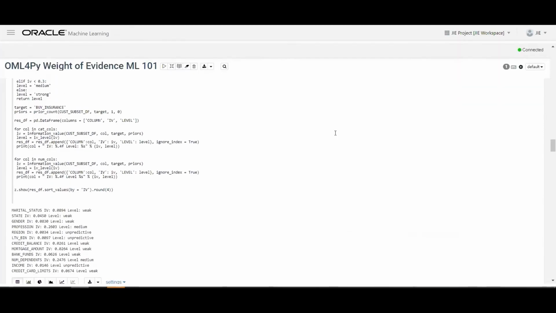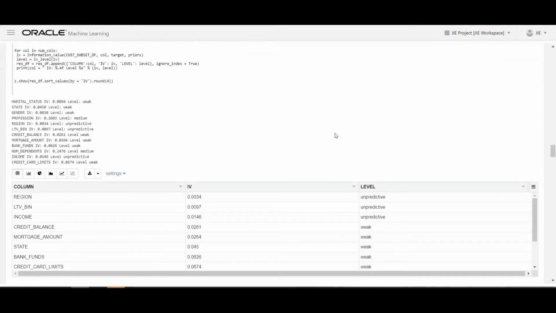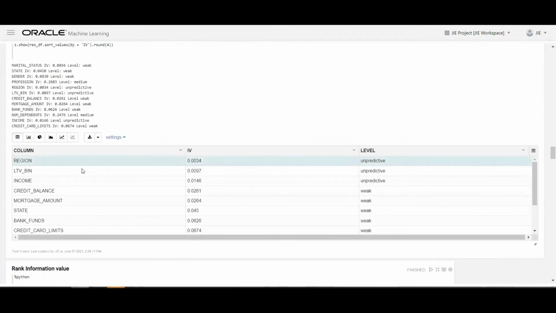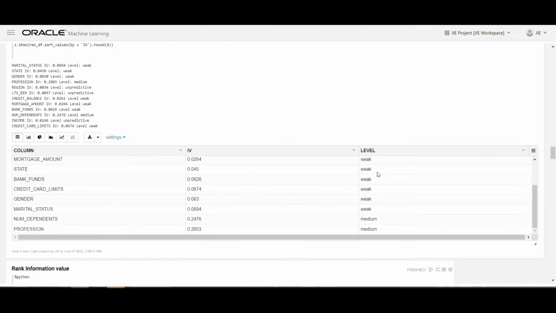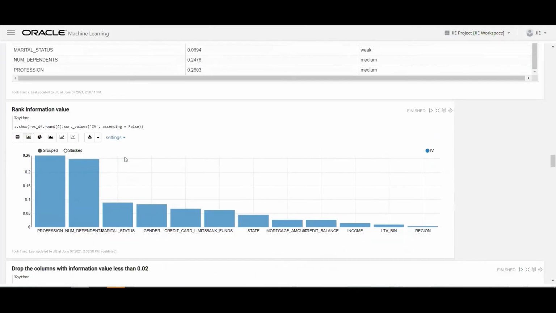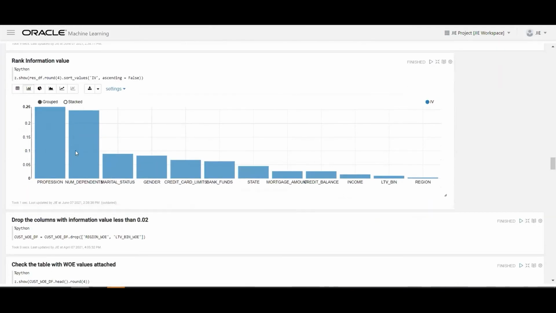This code calculates all the information values of the columns, and we also touch on the levels. Some are weak, some are medium, and we can rank these features. It seems that profession is the most predictive feature, followed by number of dependents.